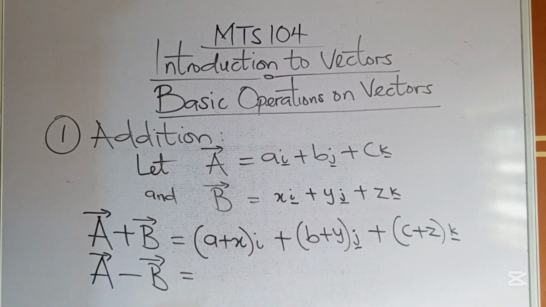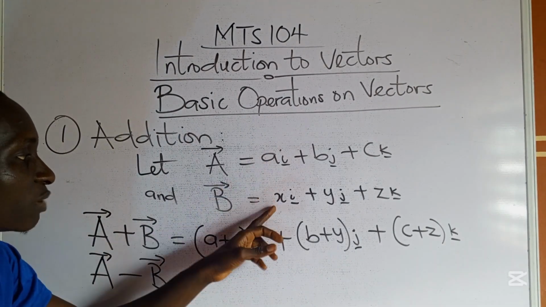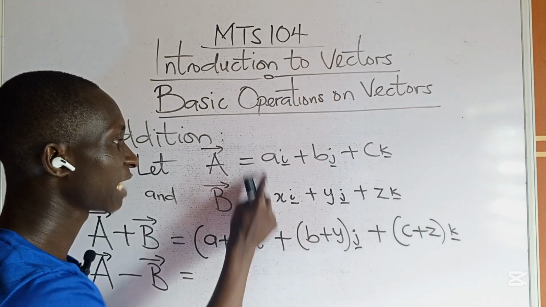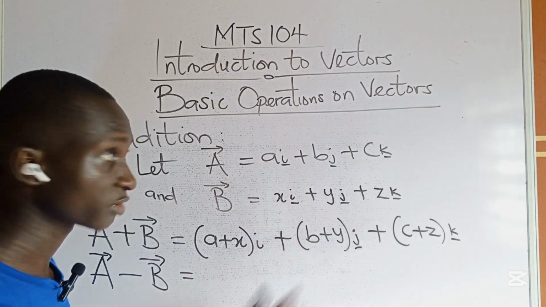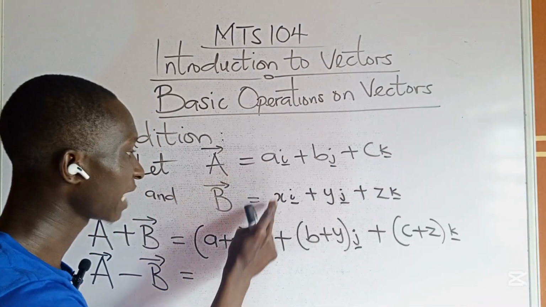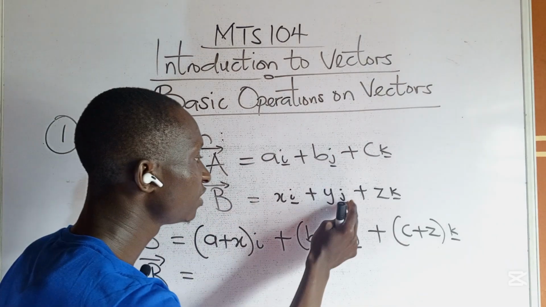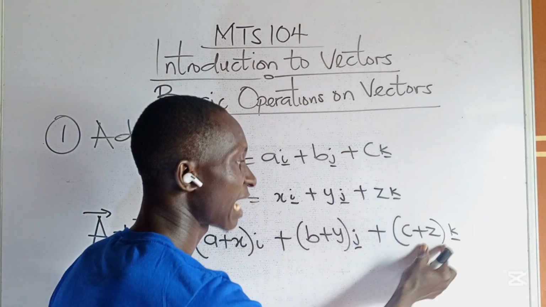If you have noticed what I've done, I really added like components. Components is much better than dimension. This is a 3-dimension, this is a 3-dimension. So I added this component together. This j and j, I added them. This is k and k, I added them.